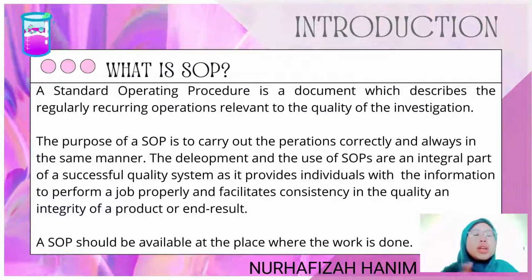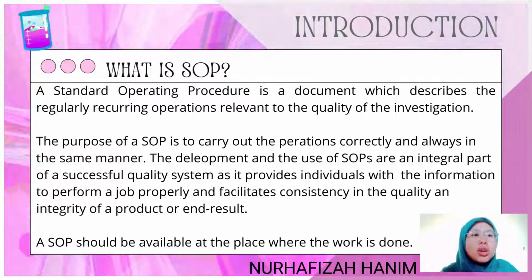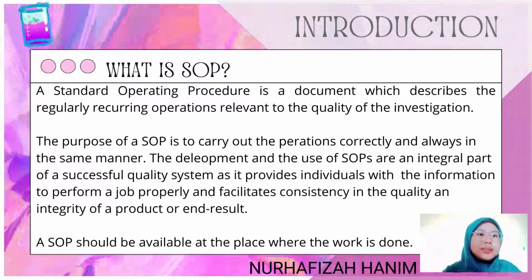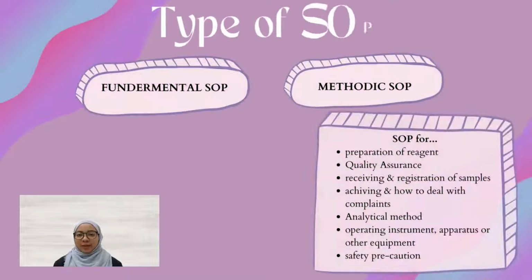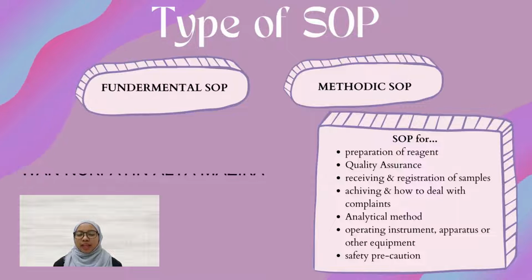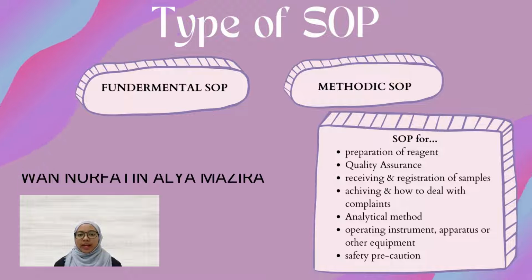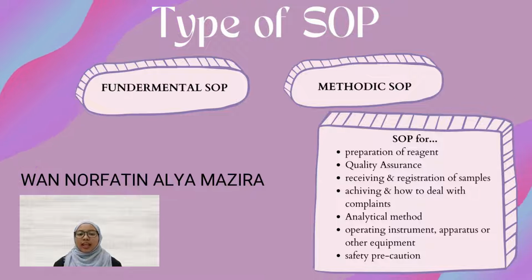A SOP should be available at the place where work is done. Here I will explain about the types of SOP. Firstly, we have the fundamental SOP, the one that gives instruction on how to make SOPs of the other categories. It can be denoted with the letter F.